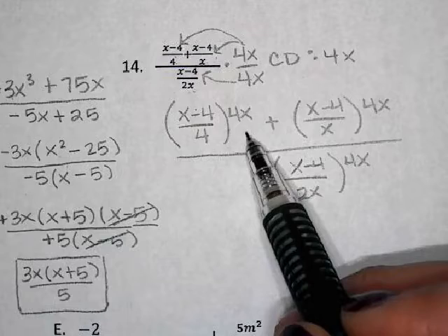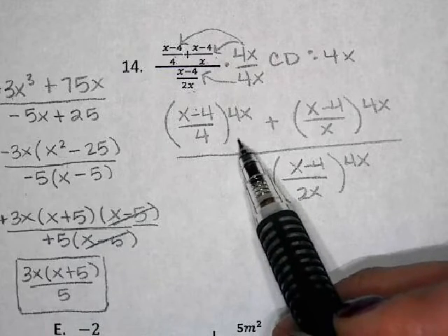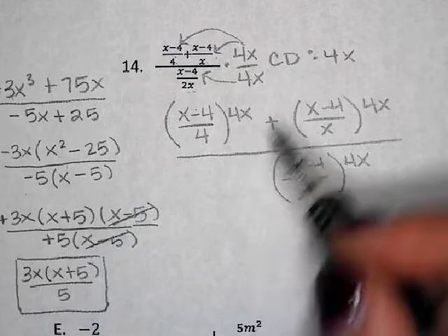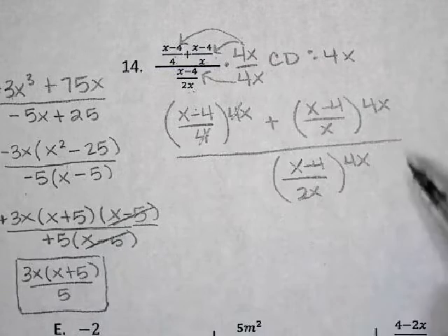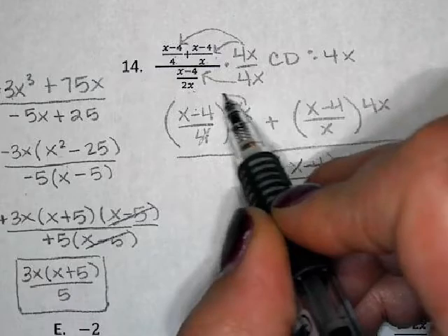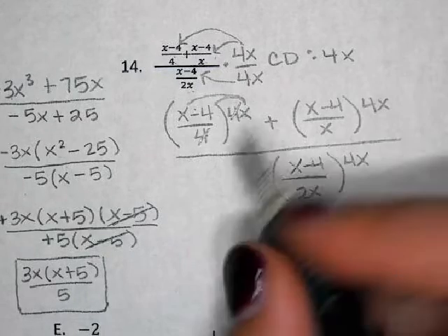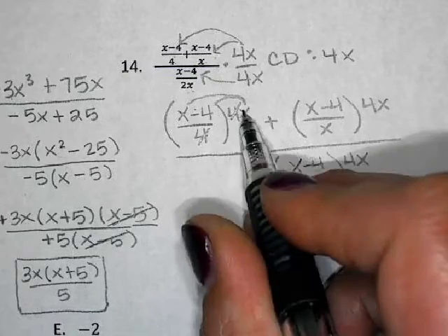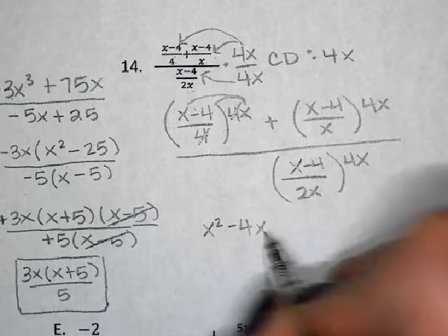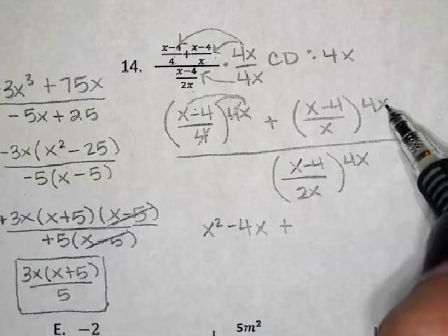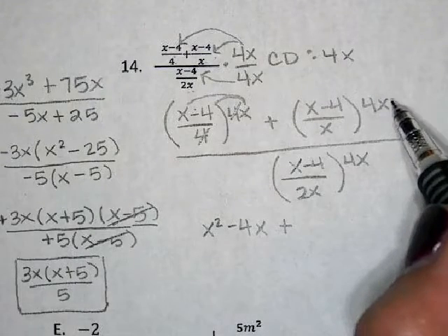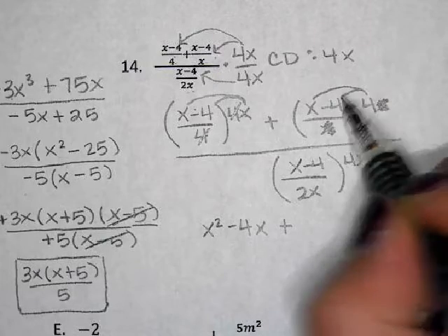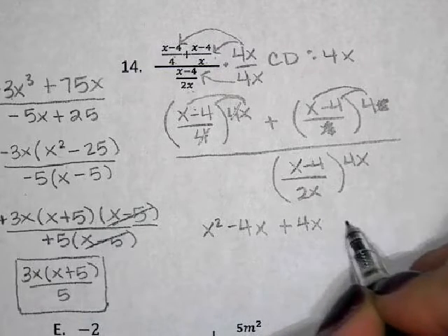So if we look at the first fraction, what can cancel or what could reduce? The 4s. Okay, so we have an x left over and the x needs to multiply. And when it multiplies, what does it give us? X squared minus 4x, okay? In the second fraction, the x's are going to cancel. So we get 4x minus 16.